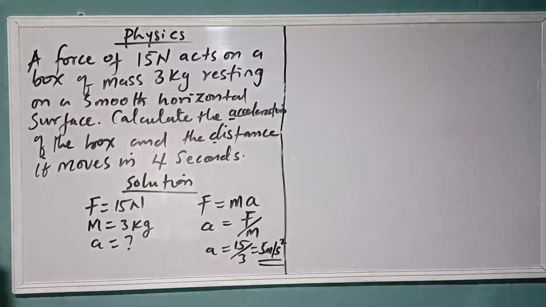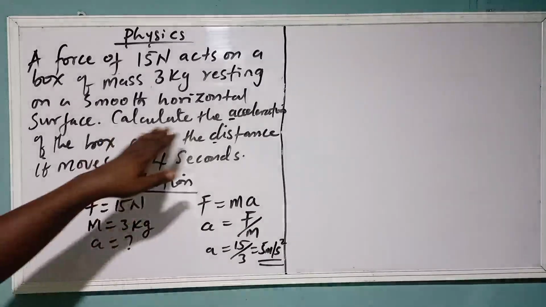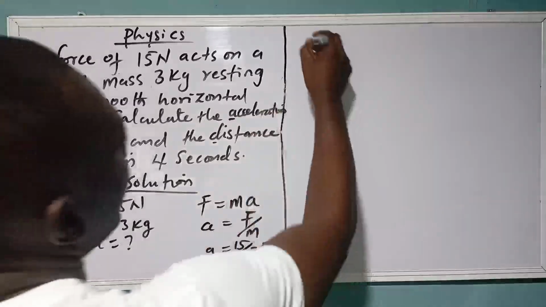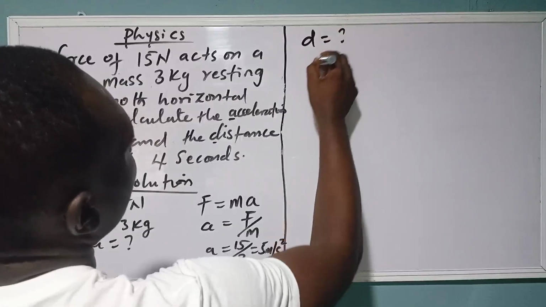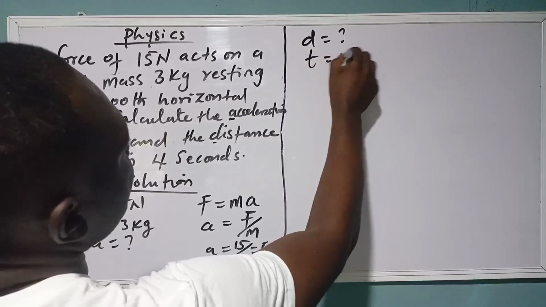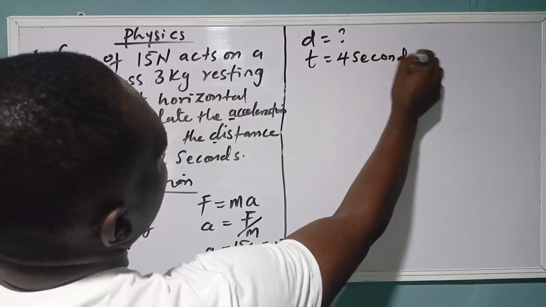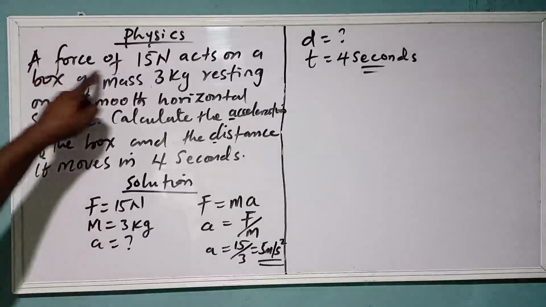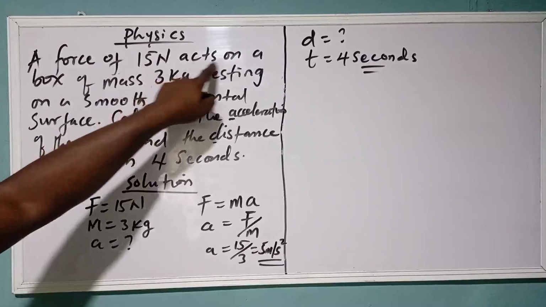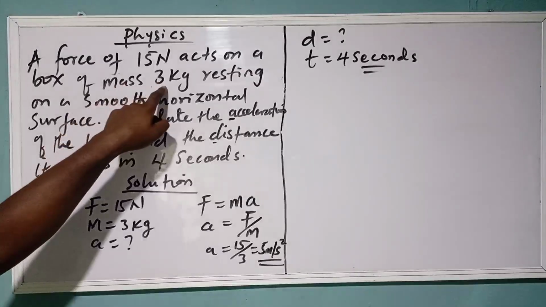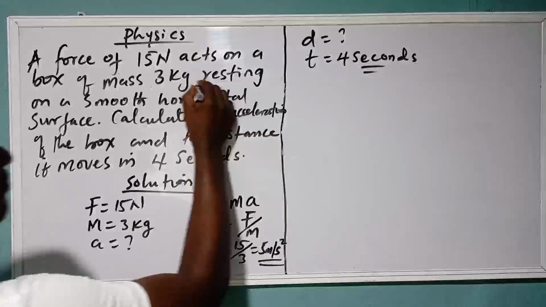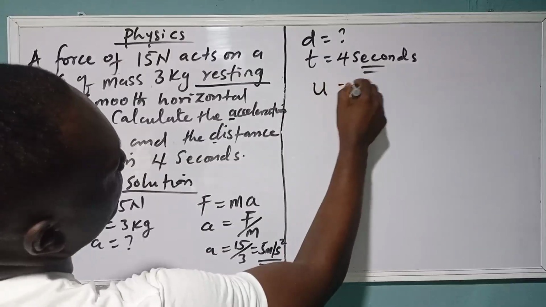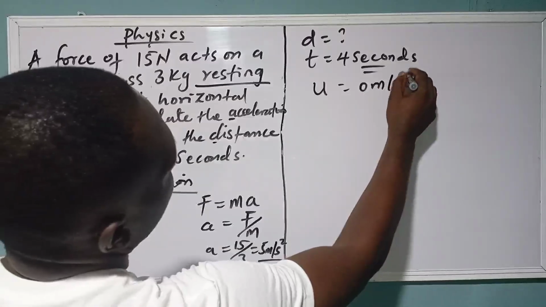That's your acceleration. Now, it went further to say that we should calculate the distance it moves in 4 seconds. So we are going to be looking for distance, and then time is given as 4 seconds. But do not rush. Look at the question again. The question says a force of 15 Newton acts on a box of mass 3 kilograms resting. Very important point. So whenever a body is at rest, the initial velocity is 0 meters per second, right?